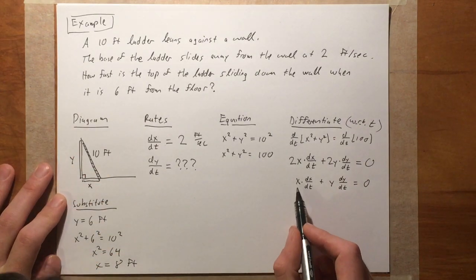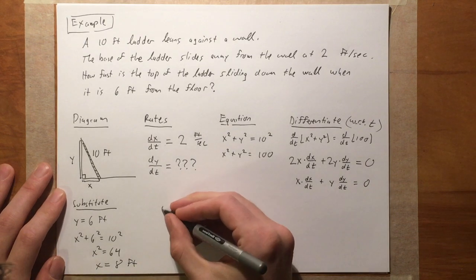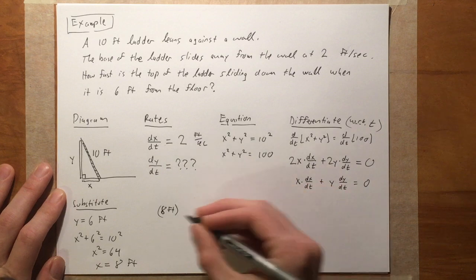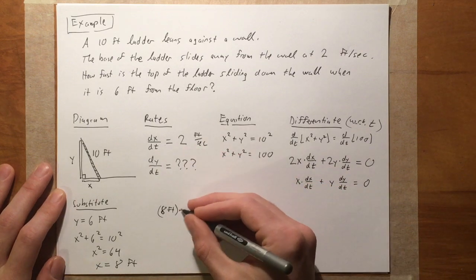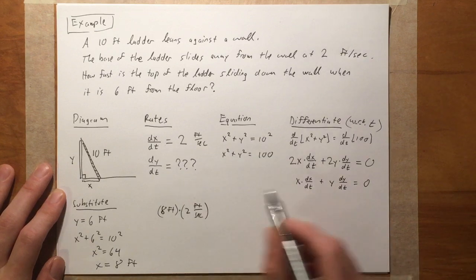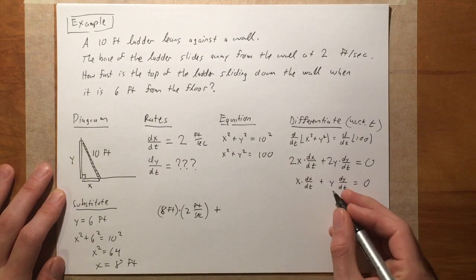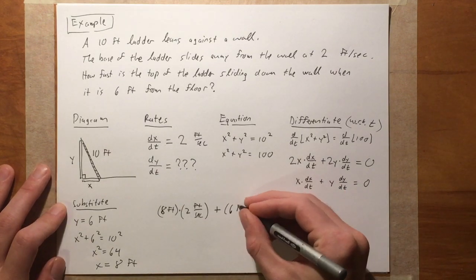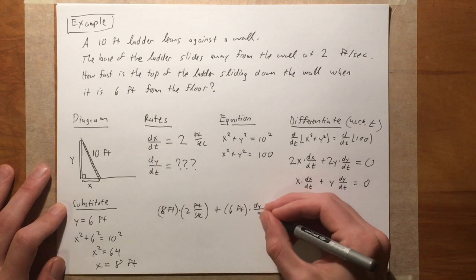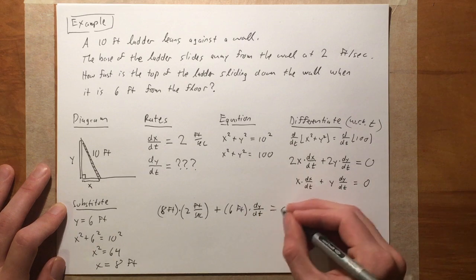Okay, so taking this equation, starting with x. X is 8 feet, multiplied by dx over dt, which is 2 feet per second, and then plus the y value, which is 6 feet, multiplied by dy over dt, which is my unknown, equals 0.